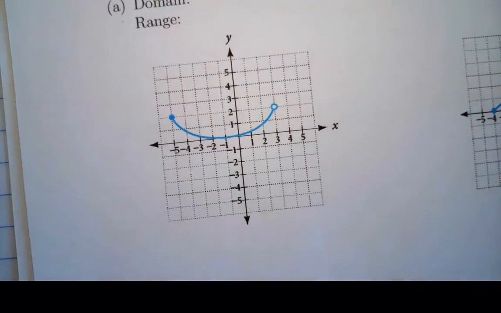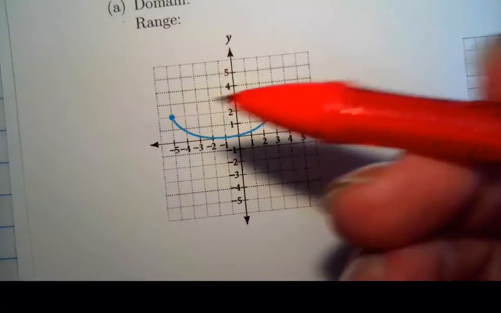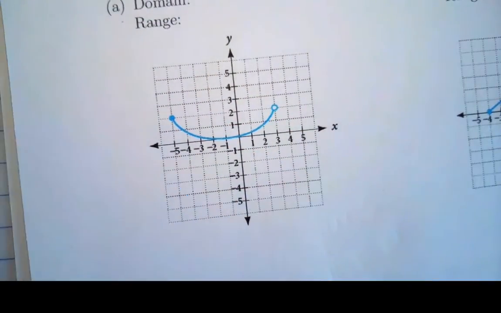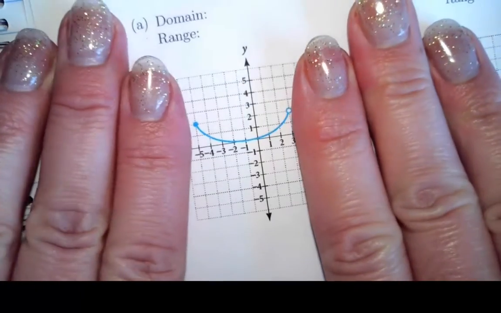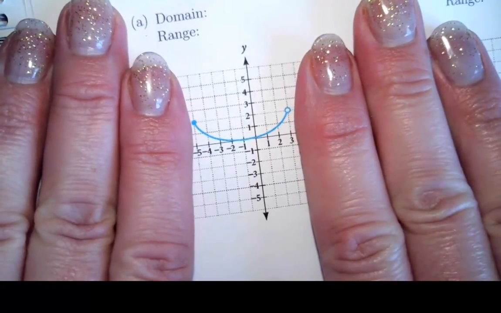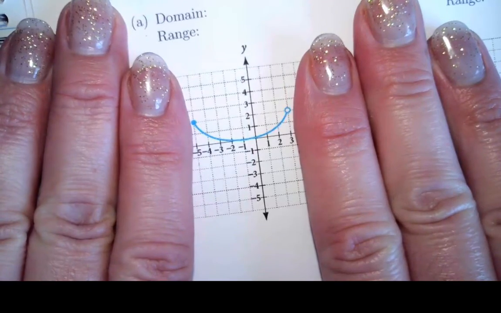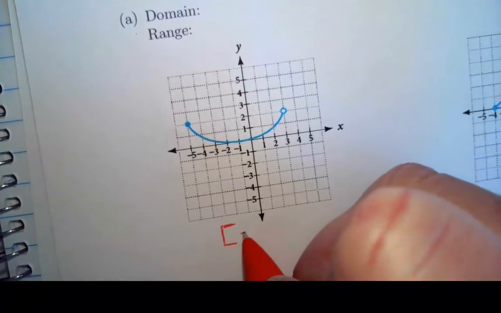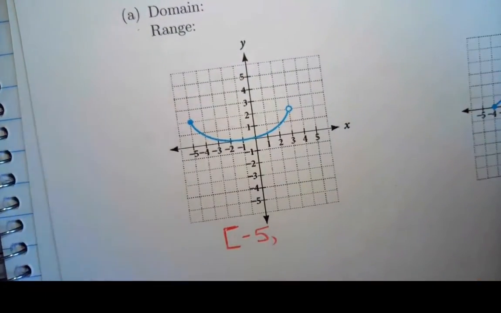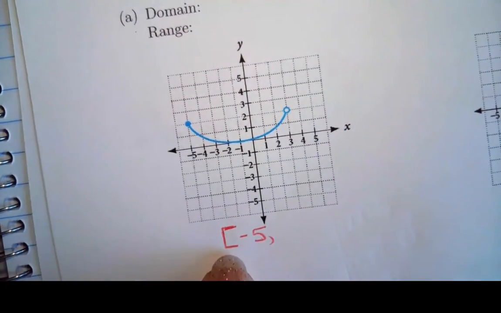So what you're going to tell me for the domain is how far left does this thing go and how far right does this thing go. Looking, all of my x values are from -5 to +3. I'm allowed to use the -5 because it's got a closed circle, so I'm going to use a hard bracket.